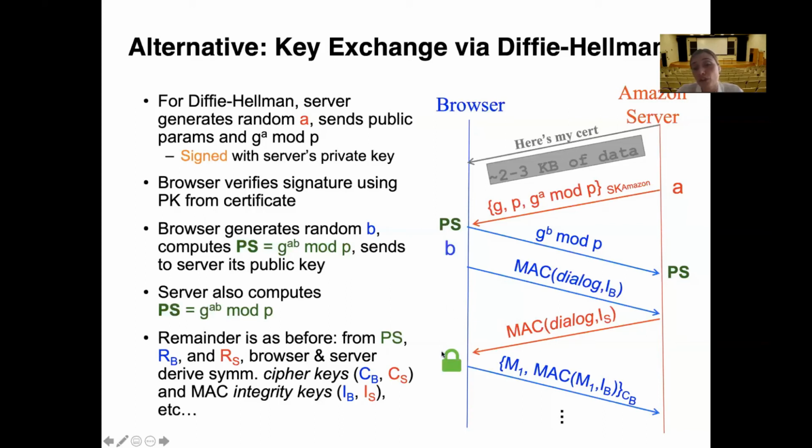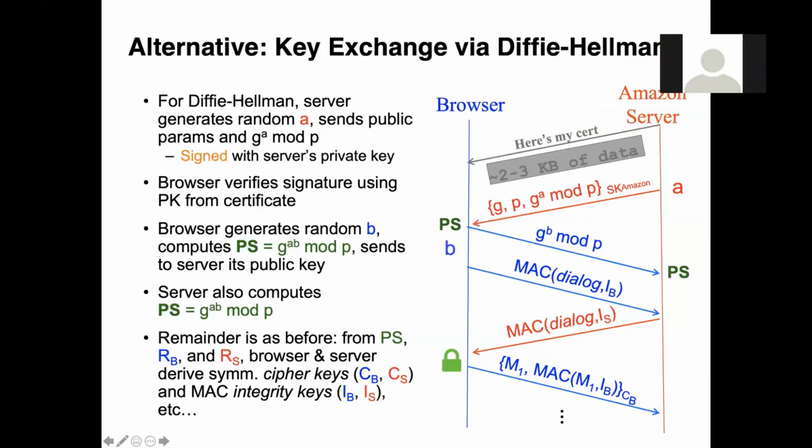Now, the browser needs to check the same thing as well. The browser needs to be sure that the Amazon server is seeing the same cryptographic material. So it does the same thing. It MACs the dialogue up to here, and then it uses the integrity key for the server, IS, and it checks that it matches the value received from the Amazon server. And then it can be sure that they agreed on the same thing. Does this answer your question, Lily?